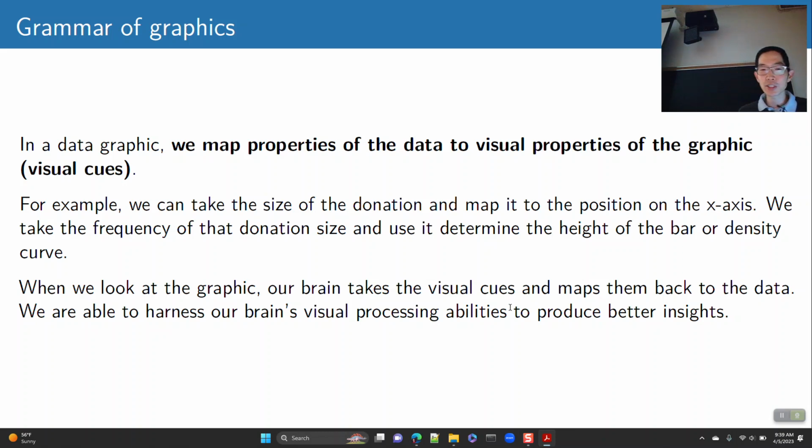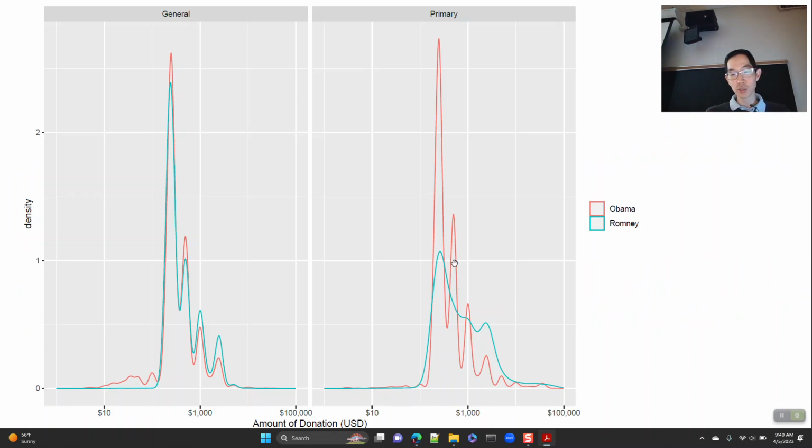That graphical property could be where on the x-axis, where horizontally we position something, or where we position something vertically. So we can say how big the donation was determines where on the x-axis it goes. If it's a big donation, it goes on the right side. If it's a smaller donation, it goes on the left side. And how many determines how tall. If there were lots of donations at that price point, we get a peak there. If there weren't very many donations at a certain price point, the line looks small. That's what these graphics show.